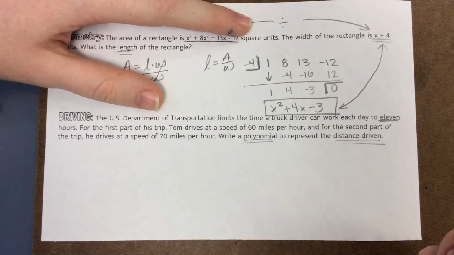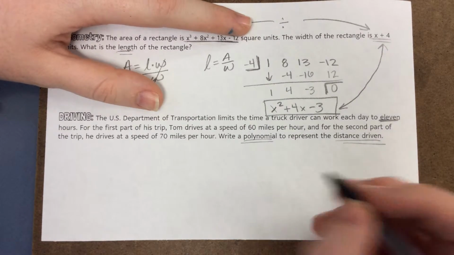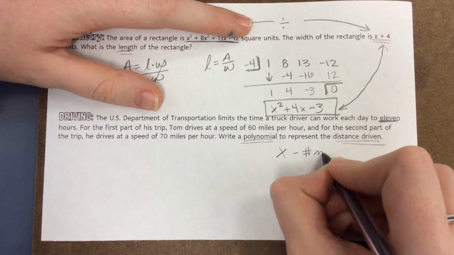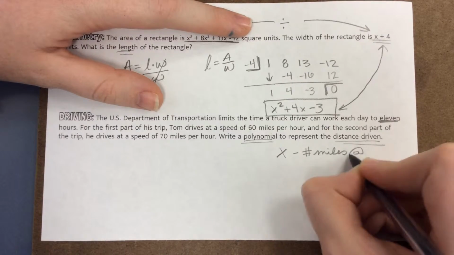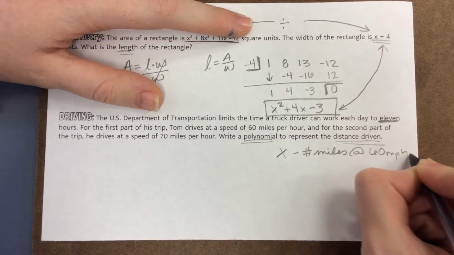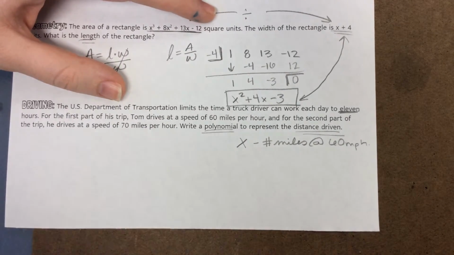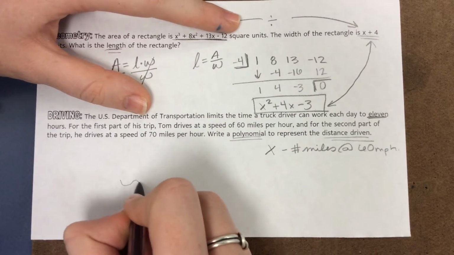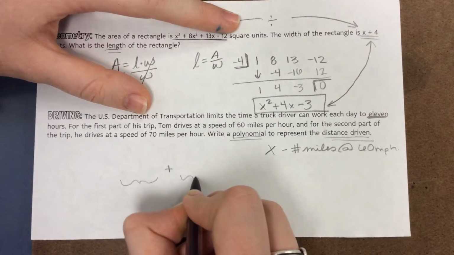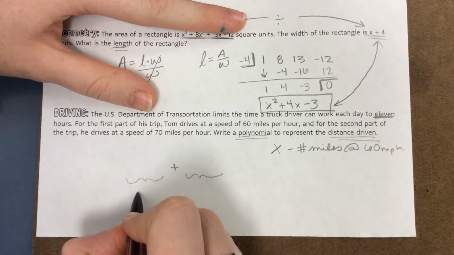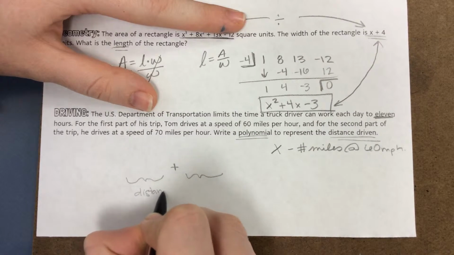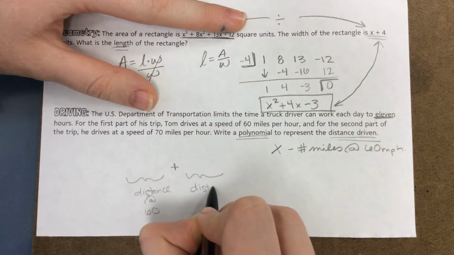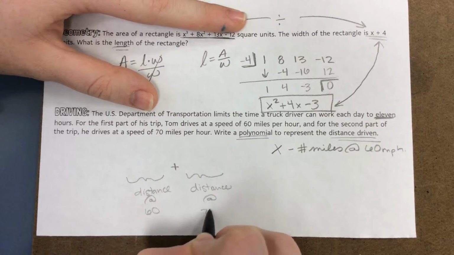Okay, so we're going to let x represent the number of hours he's driving at 60 miles per hour. I should have told you that in the word problem. So the first thing we're going to do, we're looking for total distance. So this first part is going to represent the distance at 60 miles per hour. This is going to represent the distance at 70 miles per hour.